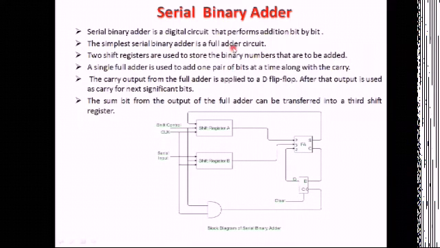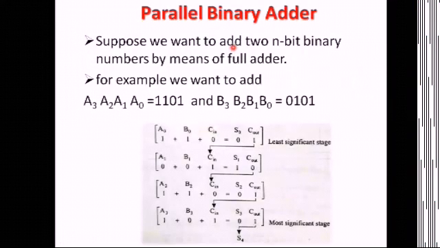So let us move to the next slide, that is the parallel binary adder. Suppose we want to add two n-bit binary numbers by means of full adders. How can we do it? We can do it in two ways. The first one is serial binary addition and the other is parallel binary addition. In case of parallel binary addition, when two n-bit binary numbers are to be added, the number of full adders required will be equal to the number of bits n in each number.